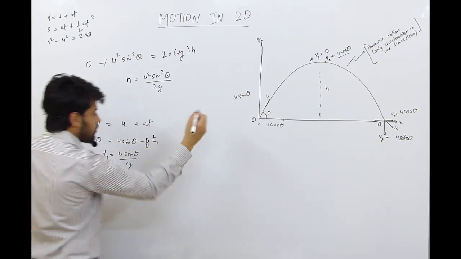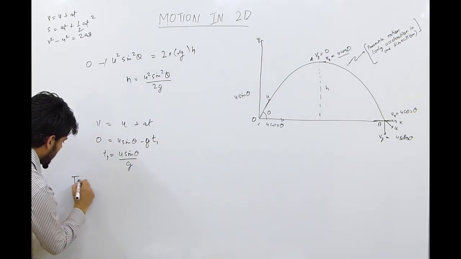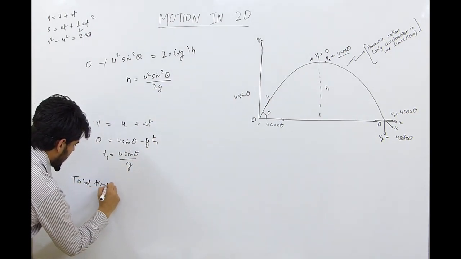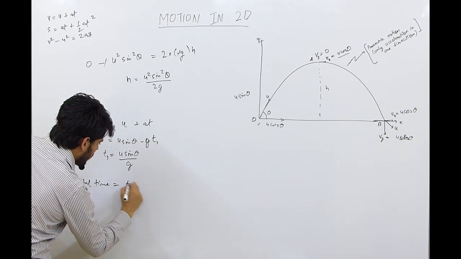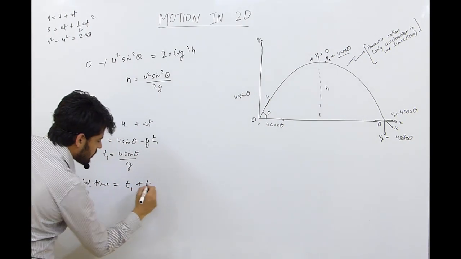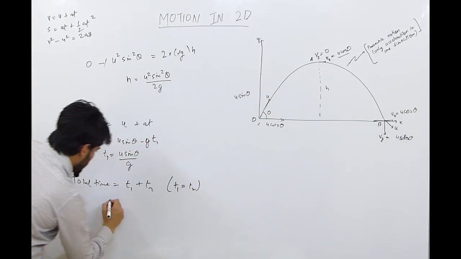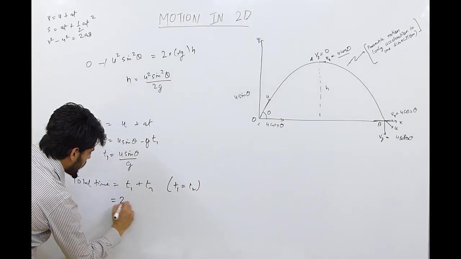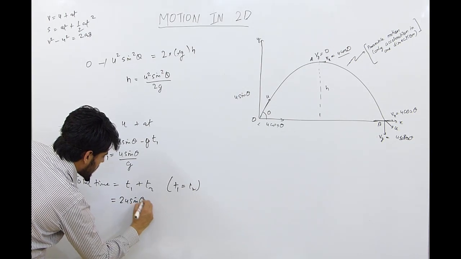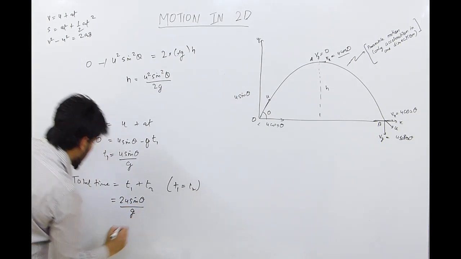So the total time of travel will be: total time is equal to T1 plus T2. T1 is equal to T2. So total time will be twice U sine theta by G. This will be the total time.